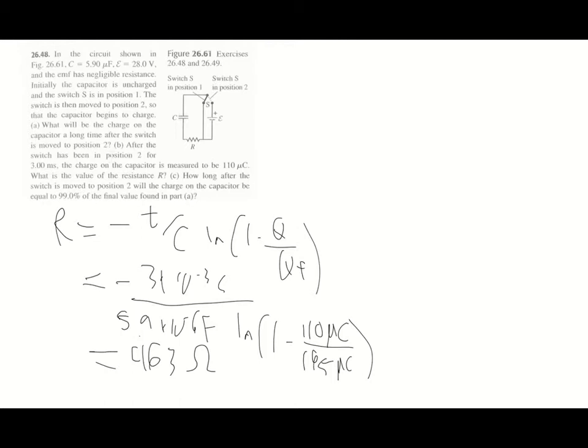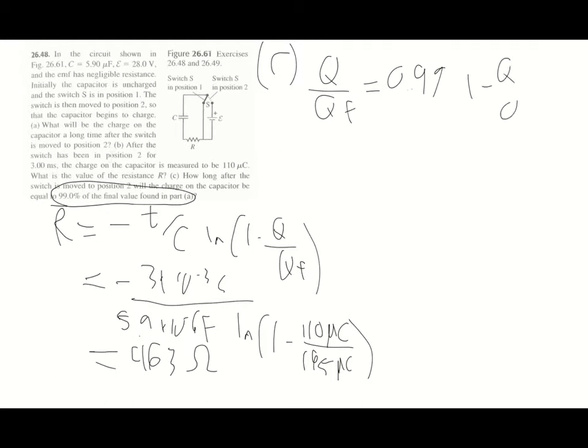That's part B. Now, for part C, they ask us how long after the switch is moved to position 2 will it have 99% of the final value found in part A. Well, I thought of it this way. I said that means that Q over Q final is going to be 0.99. And that means that 1 minus Q over Q final is going to be 1 minus that, which is going to be 1%, which is 0.01.